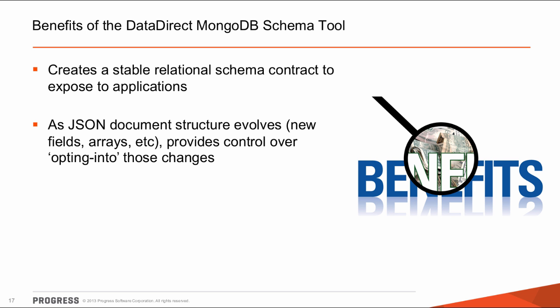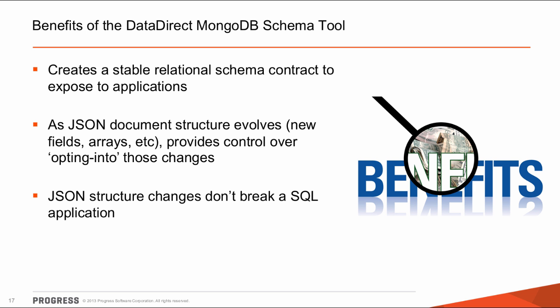Because that relational contract has been defined and is stable until you go back in and use that schema tool to adjust that mapping. So it gives you control over opting into those changes. You connect these two worlds, but yet you have some decoupling between your relational consumers and the view that they see over that MongoDB data and the application that's physically writing into MongoDB. So you've got some decoupling and control there. That is a key benefit of this mapping approach.